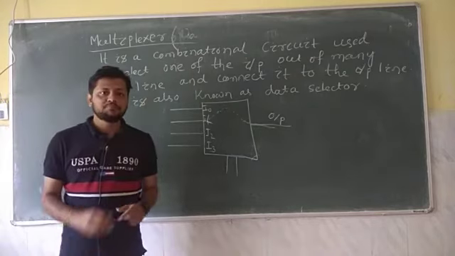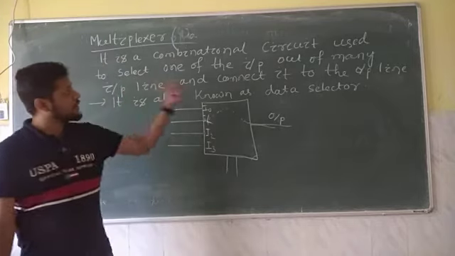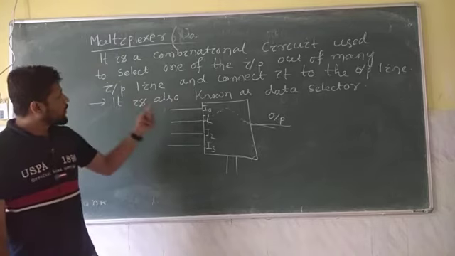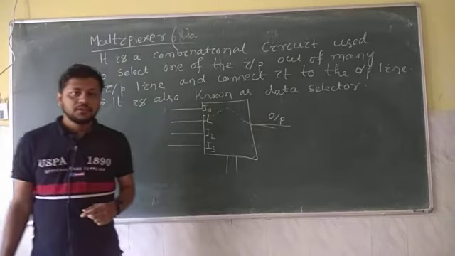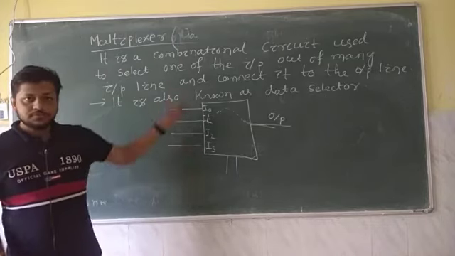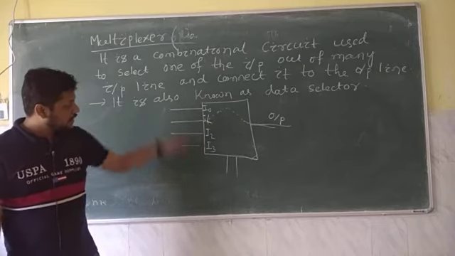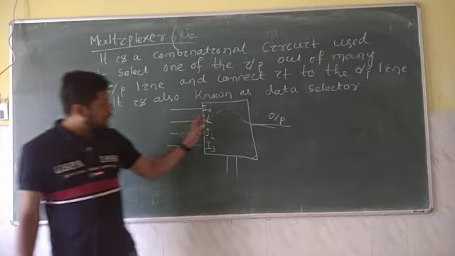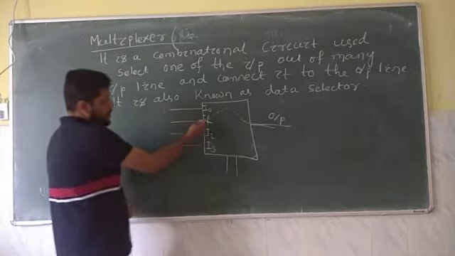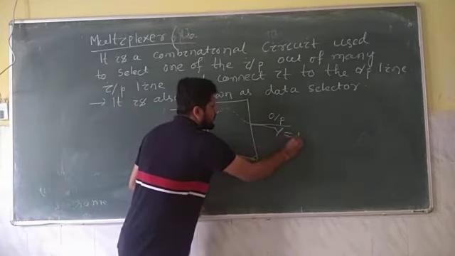This is very important. The multiplexer is a combinational circuit used to select one of the inputs out of many input lines and connect it to the output line. So what is basically a multiplexer? There are many inputs. We can see here I0, I1, I2 and I3. These are 4 input lines, and we have a switch. This switch is rotating, and for example here I have drawn that the switch is connected to I1. So now the output Y is equal to I1.